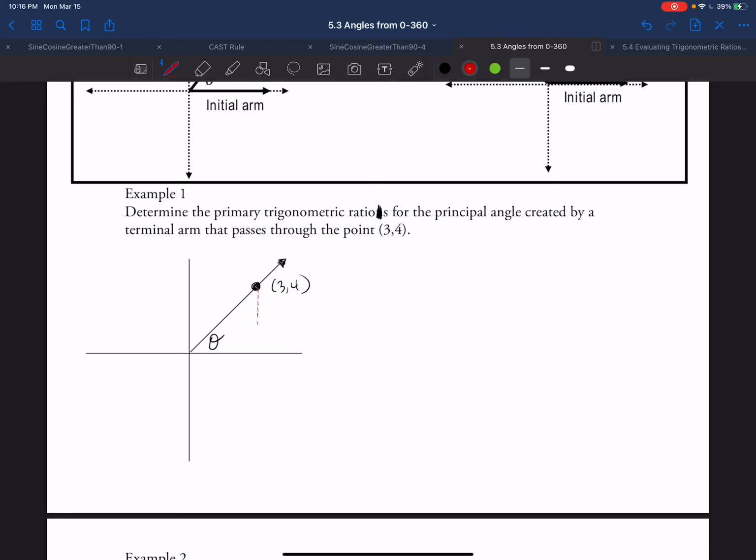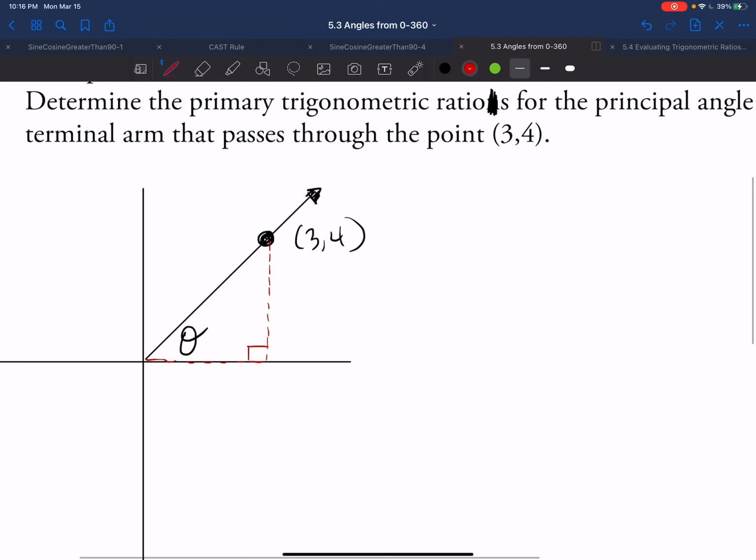So if we make a right triangle out of that, based on the coordinates, this would be 4 because it's 4 up, and this would be 3 because it's 3 across. So if I'm thinking about sine, cosine, tan of that angle, I need to think about opposite, hypotenuse, and adjacent. And the problem is I don't know what the hypotenuse is. But we said in the previous lesson that this is called the r now, the radius. So we're going to figure out what that is.